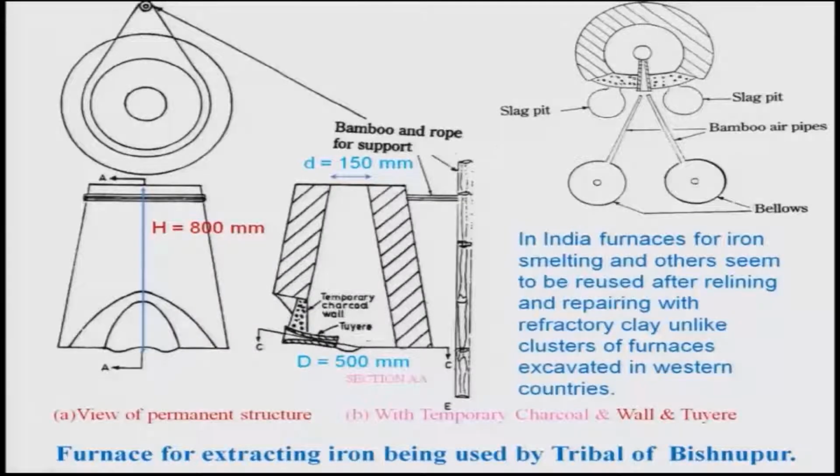There is a bamboo, as I told, and if I take this cross section here, this is the slag pits, which is not shown in this figure, and these are of course the blooms, iron blooms. This is a tire pipe which will be connected with the bamboo air pipes, and these are bellows.